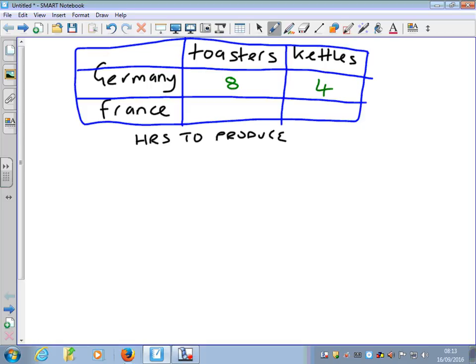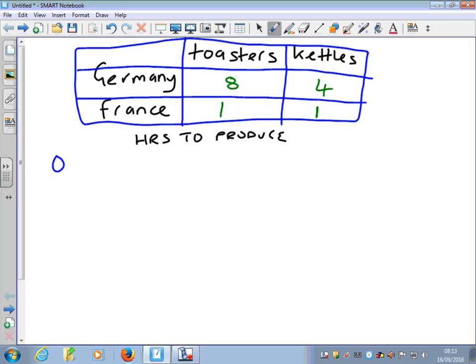The French, it's 1 for each. So 1 hour to produce a toaster, 1 hour to produce a kettle. Now if we were basing this on the theory of absolute advantage, the French could produce both toasters and kettles cheaper than what the Germans can. So based on this, what you would argue is, why would the French want to trade with the Germans? Well, what we have to think about is the relative opportunity cost.